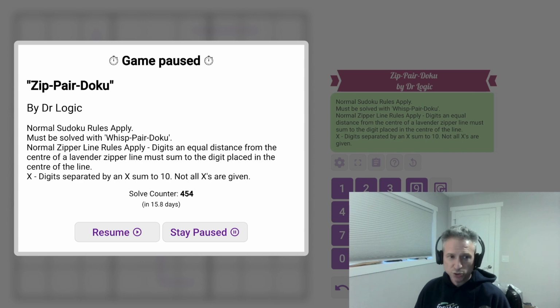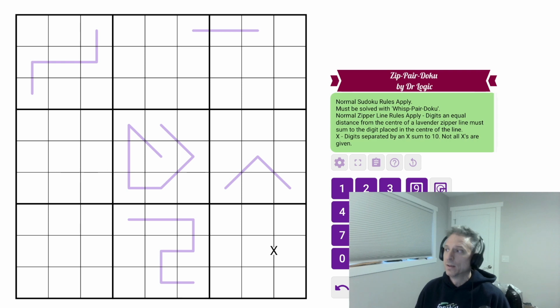Three, two, one, go. All right, so I have lots of German whispers, but nothing that I can immediately place, I don't think. It'd just be a lot of random pencil marking. So, do you have any ideas?